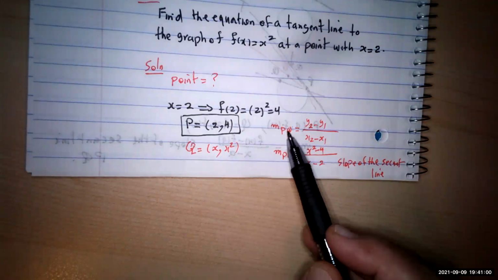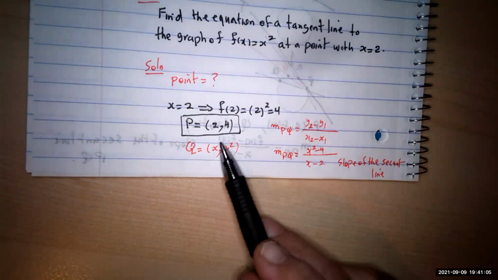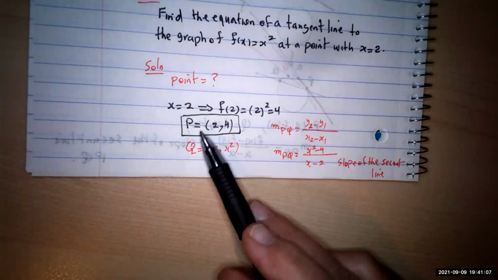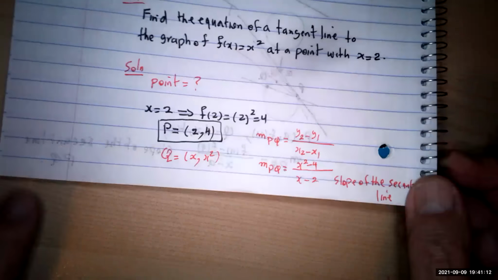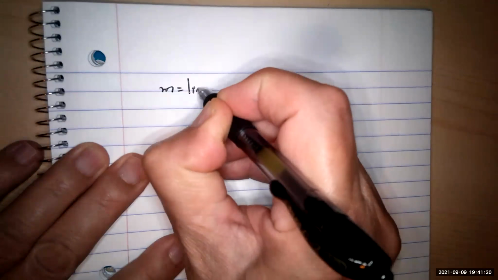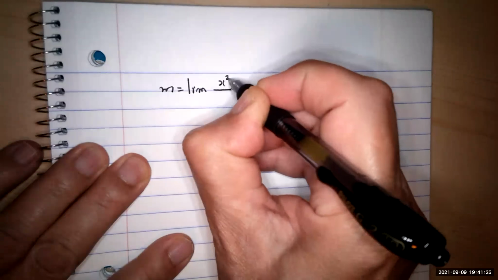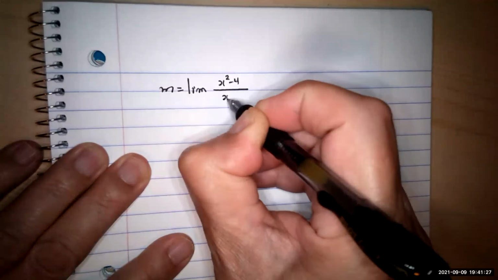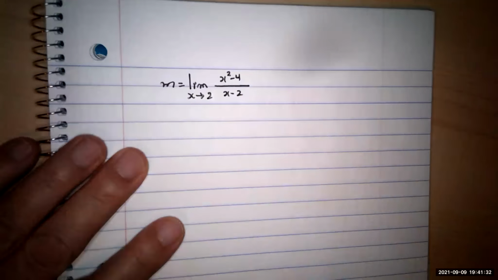We write the slope. Y2 minus Y1 over X2 minus X1 is going to be the slope of the secant line. So we move the Q. Remember, we move the Q towards the P. This means we find the limit. So this is also a formula. The slope of a tangent line, M, is equal to the limit of the slope of a secant line. So what do you have? You have (x squared minus 4) over (x minus 2), X goes to 2. You have to find this limit.